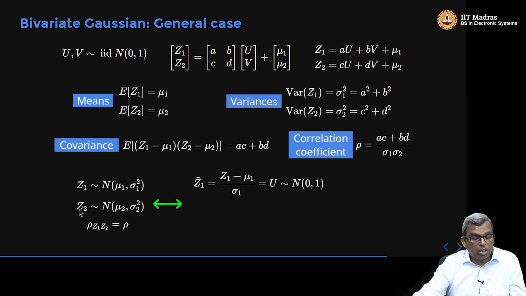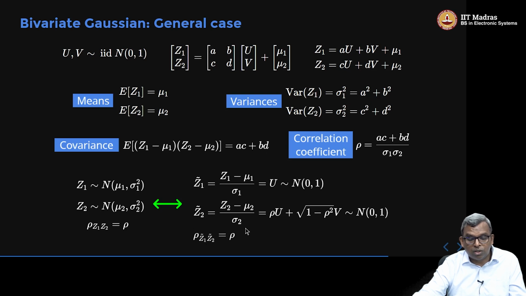What happens to Z2 tilde now? Z2 tilde is (Z2 minus mu2) by sigma 2. It turns out I can always write that as rho u plus root of 1 minus rho squared v, because Z2 tilde is also normal 0 1, and interestingly the correlation coefficient between these two is rho.